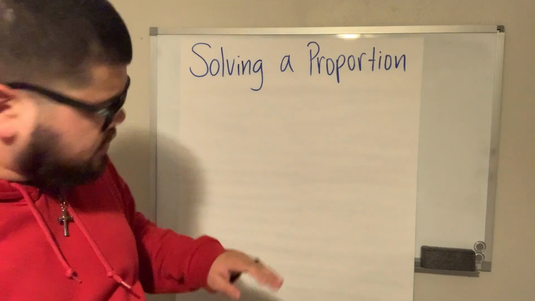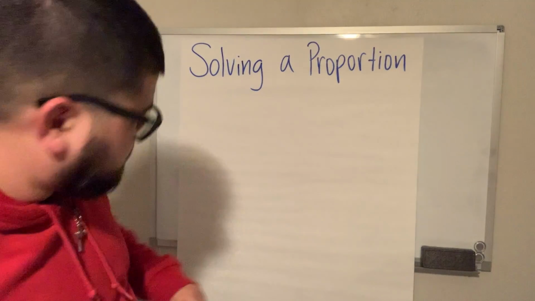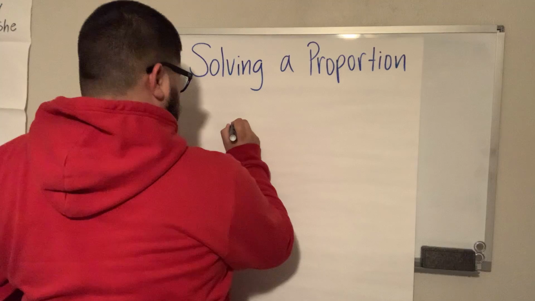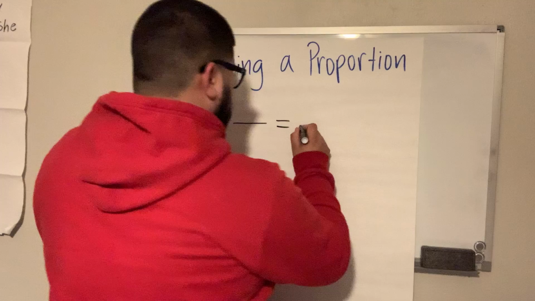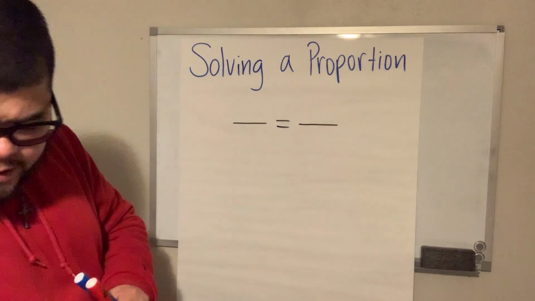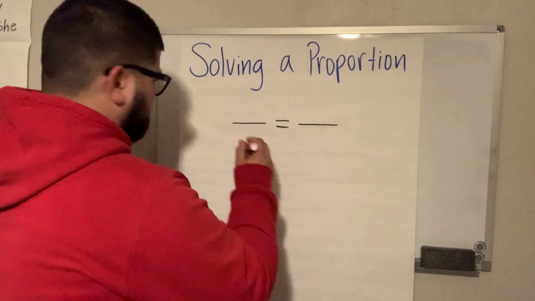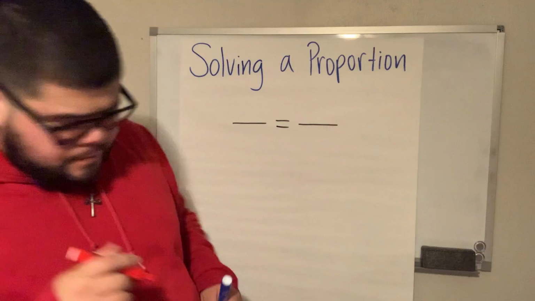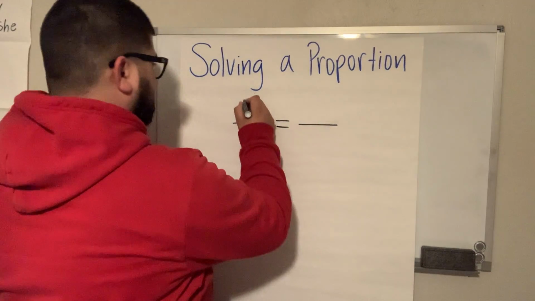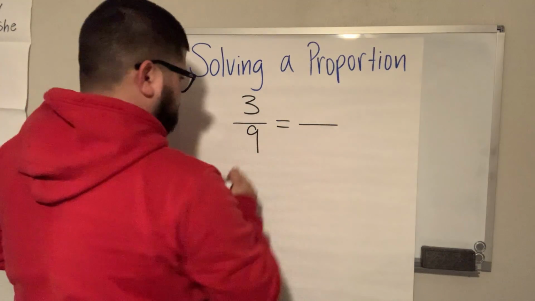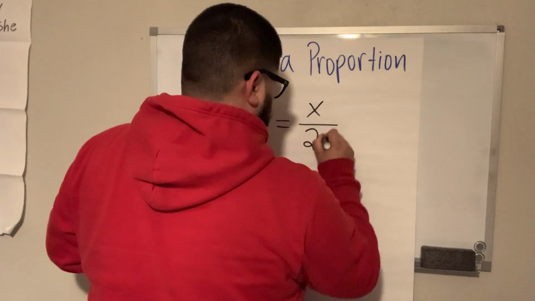Let me go ahead and write a proportion on here. Let's do it this way. Okay, so here is one side, one fraction equals another fraction. Now, you know what, we'll do it all the same color. So we'll do 3 over 9 equals x over 27.